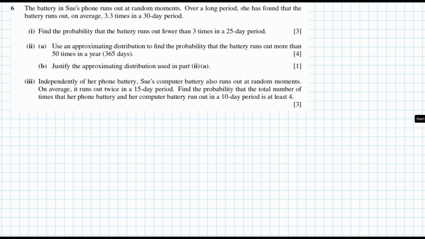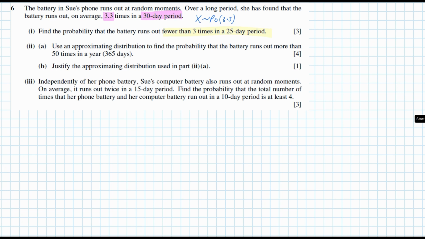The battery in Sue's phone runs out at random moments. Over a long period, she finds out that on average it runs out 3.3 times in a 30-day period. This to me is sounding straight away like we've got a Poisson distribution with lambda 3.3. The probability the battery runs out fewer than 3 times in a 25-day period.